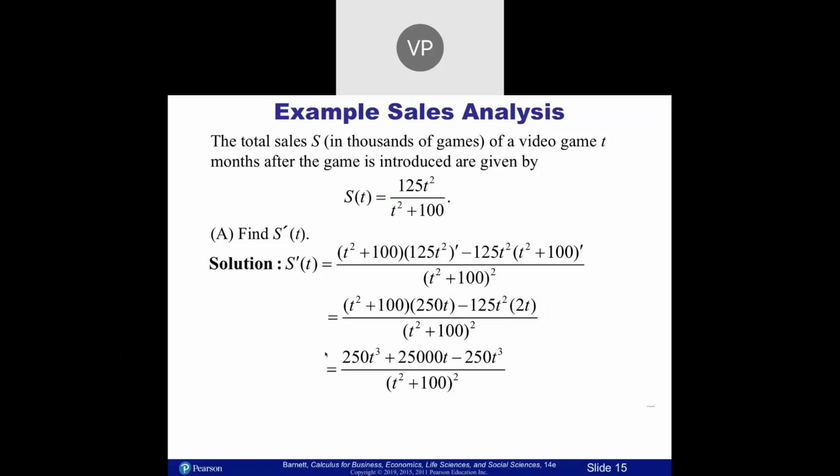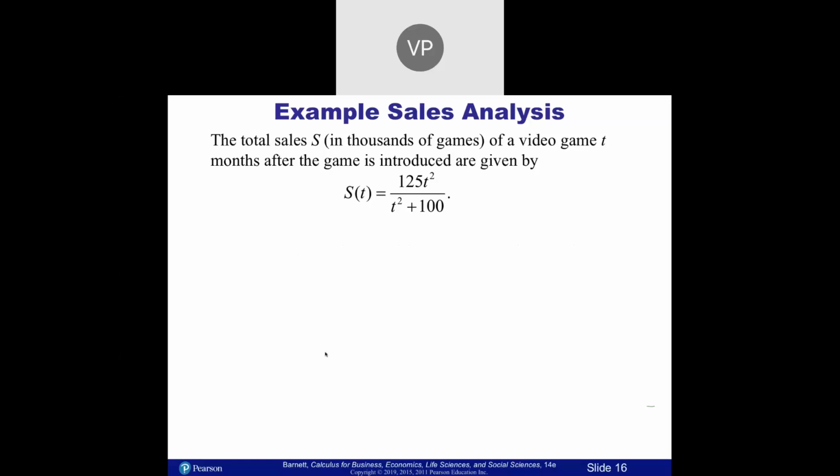Notice we didn't mess with the bottom. I didn't FOIL that out. I'm leaving it right as it is. So, I'm sorry. When I FOIL this on the top, I end up getting this 250t cubed minus 25,000t minus 250t cubed. Combine your similar terms. Well, those cubes cancel out. We just get a negative 25,000t all over all that. And that's our answer right there. Okay, that's our answer for our derivative. Okay, look that over. Pause if you have to, and then move on.